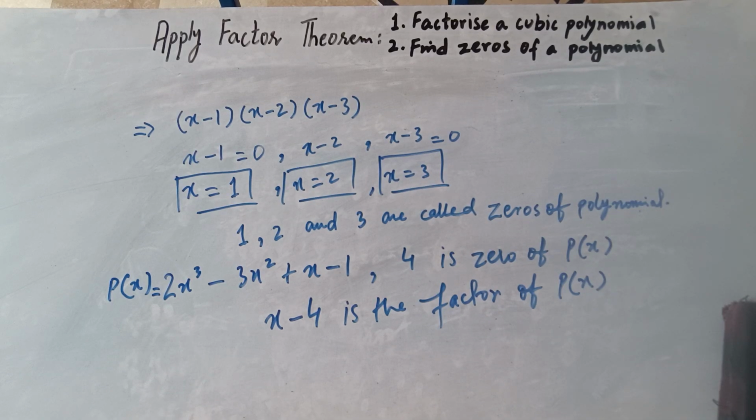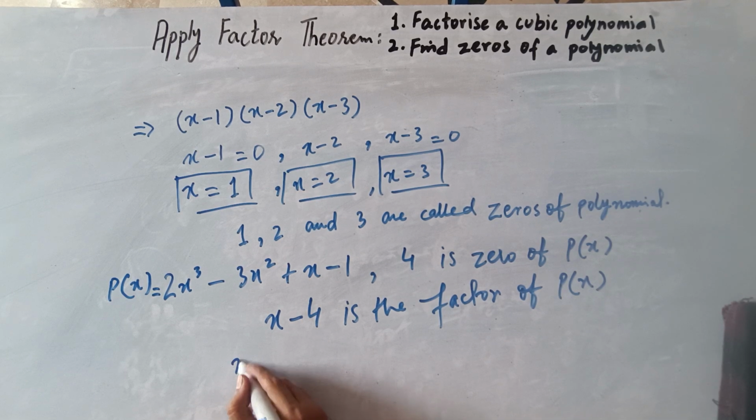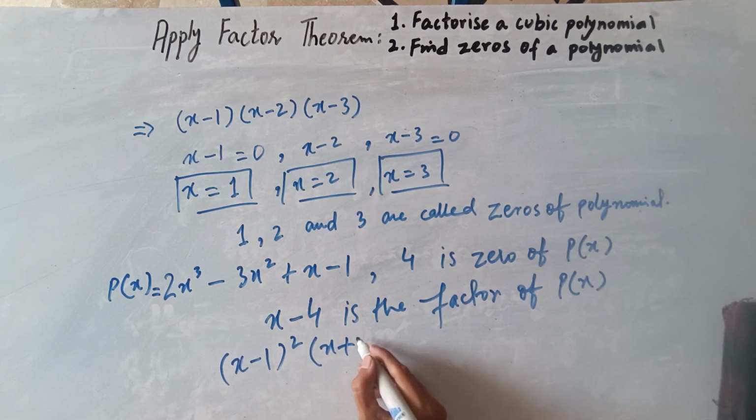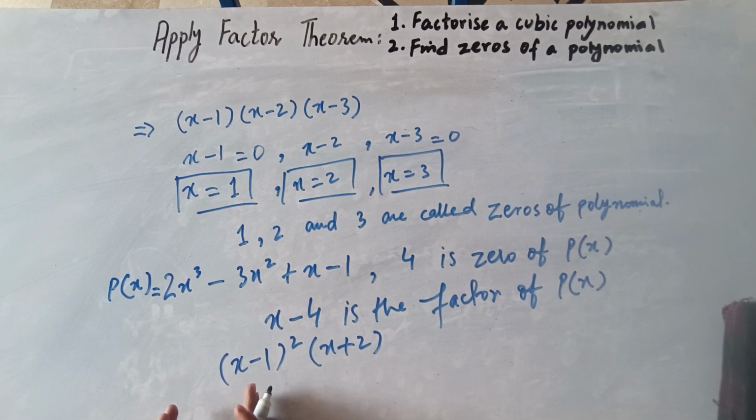So finally we can say that in a cubic polynomial we will get a total of 3 factors, and there are 3 zeros of a cubic polynomial. They could be repeated as well. For example, you are getting the factors x minus 1 square and x plus 2. This could be the case, but actually there are 3 zeros of this polynomial and 3 factors, in which 2 factors, or you can say 2 zeros, are repeating.